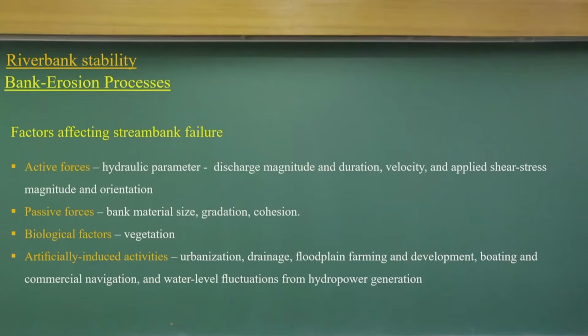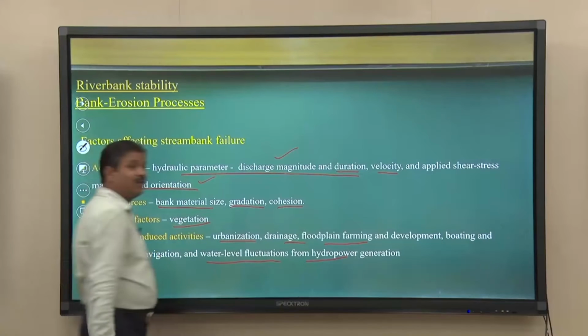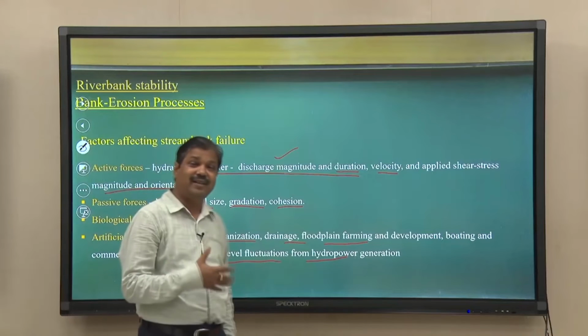Now, you can understand what forces are acting, it's very simple. There are flow parameters in terms of discharge magnitudes, durations, velocity, applied shear stress magnitudes, and also orientation. Similarly, we need to know what type of bank materials there are, gradations, cohesions, biological factors like vegetation, and artificial factors like urbanization, drainage, floodplain farming, development, and water level fluctuations for hydropower projects. We should try to understand all of this and incorporate it.